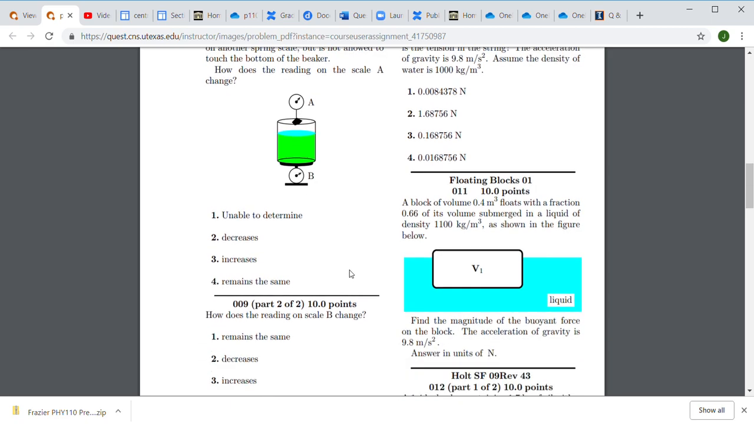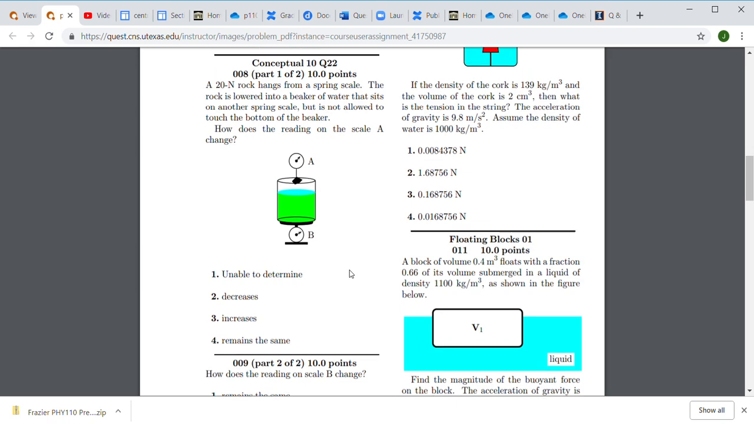Part 2: how does the reading on scale B change? Well, think of it with Newton's third law. When I submerge that rock, the fluid is pushing upward on the submerged rock, and therefore the submerged rock is pushing downward on the fluid. That's Newton's third law, whereas that wasn't happening before it was submerged. So there's an additional downward force from the rock on the fluid, and that's going to increase the reading of scale B.